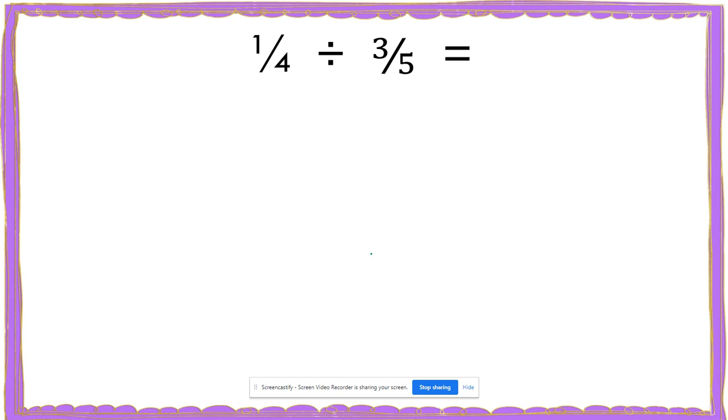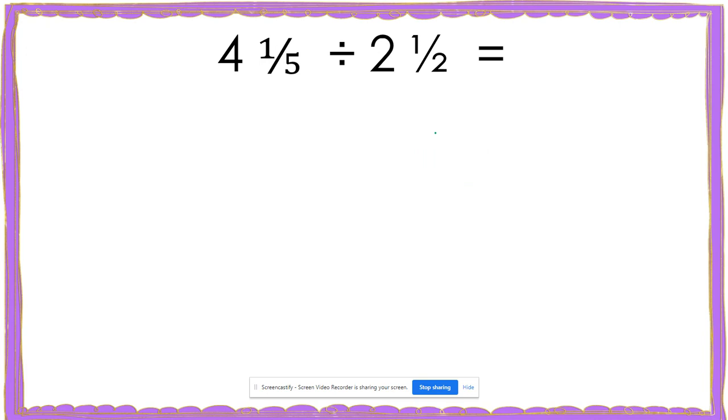Now let's look at 1/4 divided by 3/5. I'm going to multiply my dividend of 1/4 by the reciprocal of my divisor of 3/5. So the reciprocal of 3/5 is going to be 5/3. Now I'm just going to multiply straight across. 1 times 5 is 5, and 4 times 3 is 12. This is not an improper fraction, so I don't have to divide. And if I look at 5 and 12, they do not have any factors in common except for 1. So my solution here is going to be 5/12.